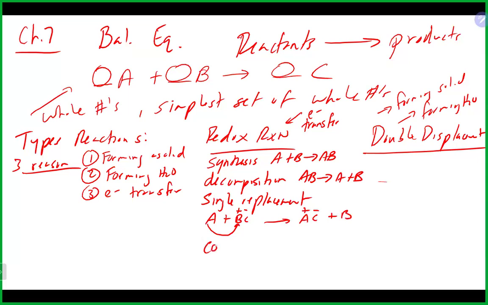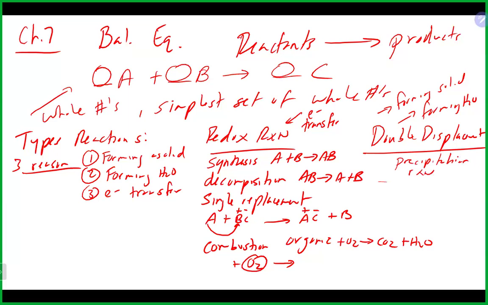We also have combustion reactions, which most of the time are organic molecules plus oxygen, with CO2 and water being very common products. Really all you need for a combustion definition is oxygen being present, technically speaking. Now, under double displacement reactions, that's where we have precipitation reactions, and that's when some type of solid is made. We also have acid-base reactions or neutralization reactions, and that's where water is made.